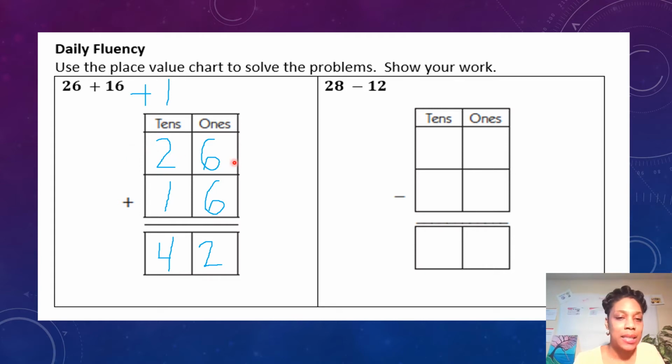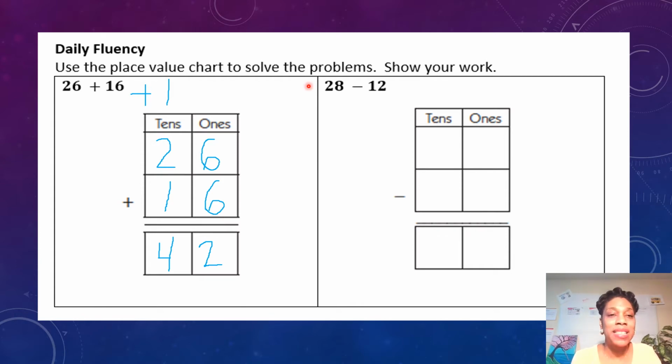So first I added 6 plus 6, which is 12. And in order for me to write 6 plus 6, which is 12, I have to put the 2 in the ones place. And because there is a 1 in the tens place in the number 12, I made a new 10. So now I'm ready to add everything in my tens place. So I have 1 plus 2 is 3, plus another 1 is 4. So my sum for 26 plus 16 is 42.